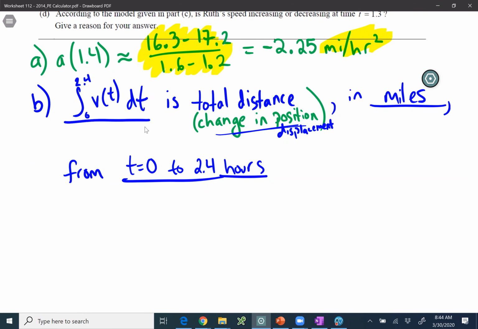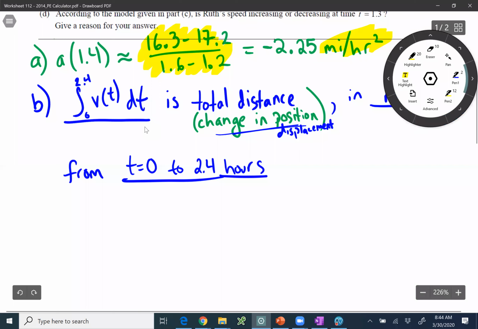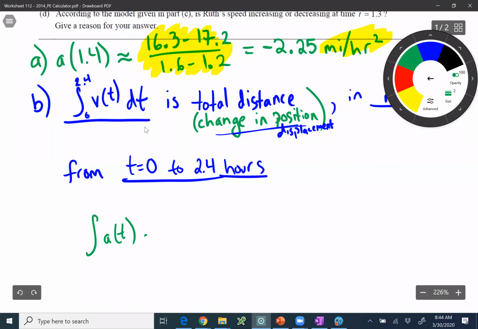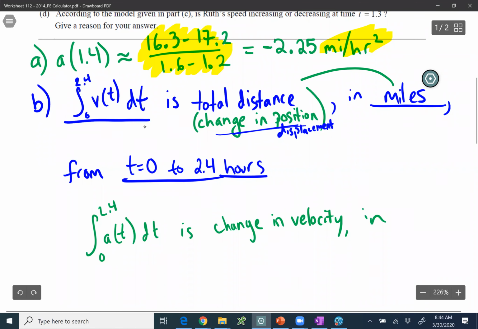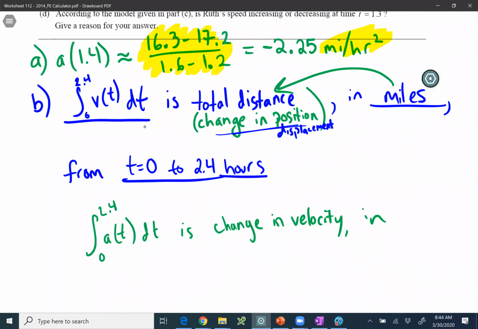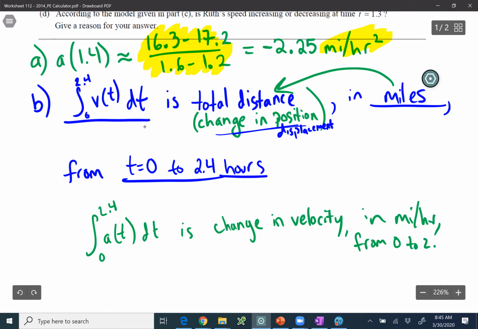Obviously, this could change if it was the integral of a of t dt from 0 to 2.4. What would change is, now instead of change in position, it would be change in velocity, because velocity is the integral. And then our units would be our velocity units, right? The units kind of match up with what you're saying it is, right? So in miles per hour, and then from 0 to 2.4 hours.